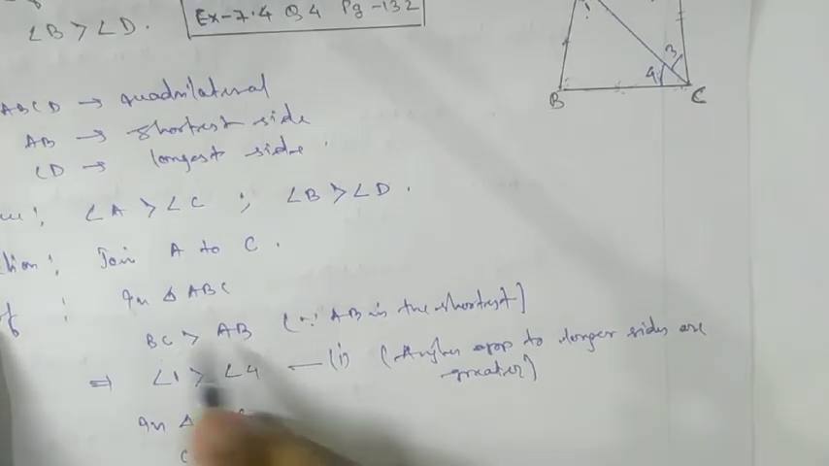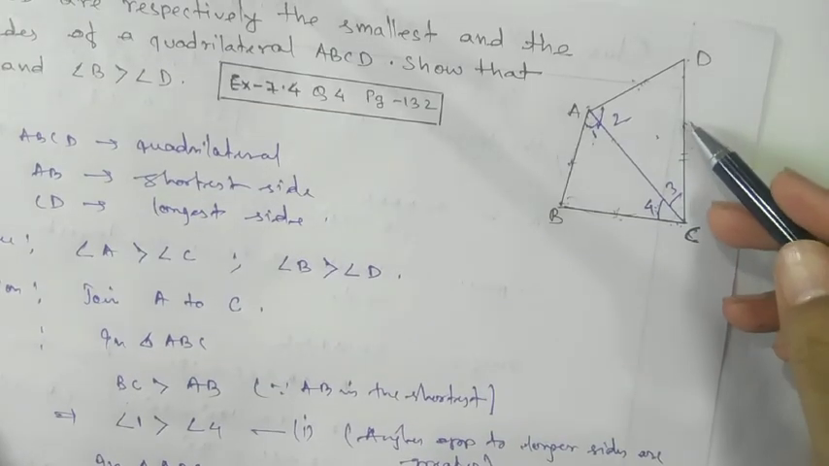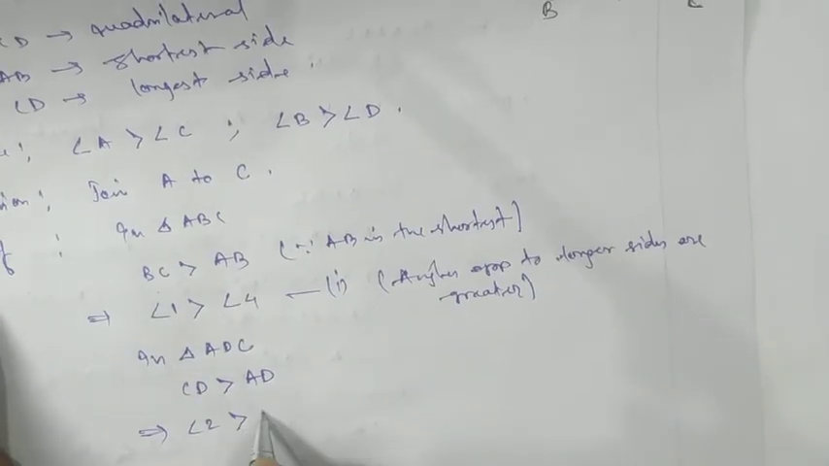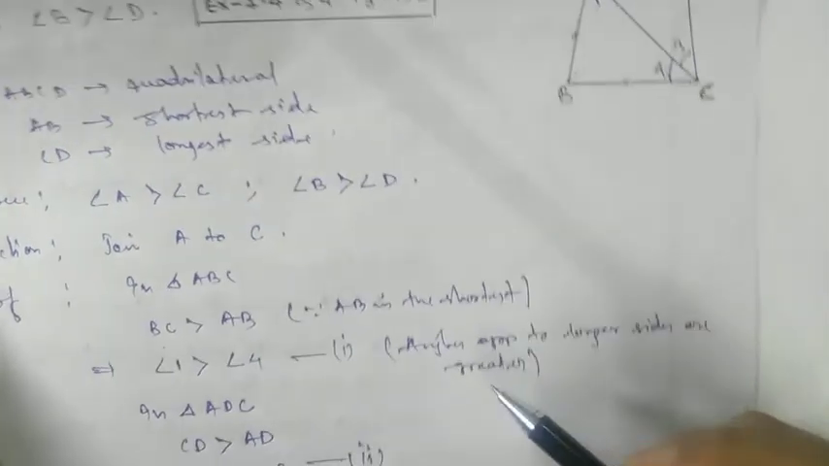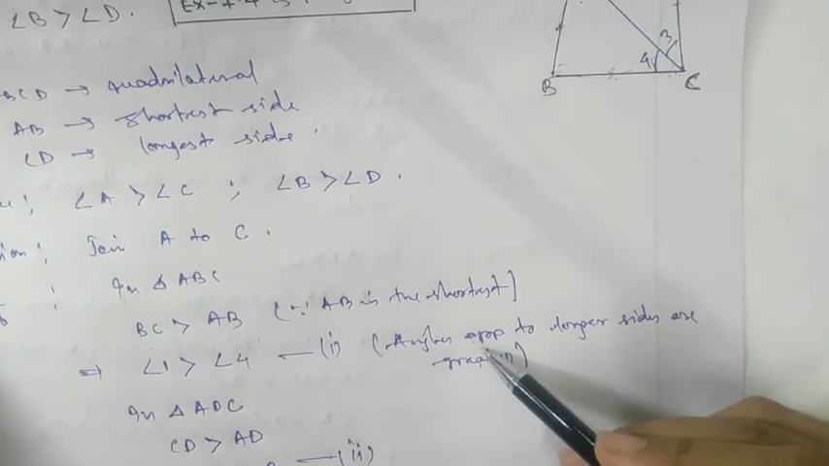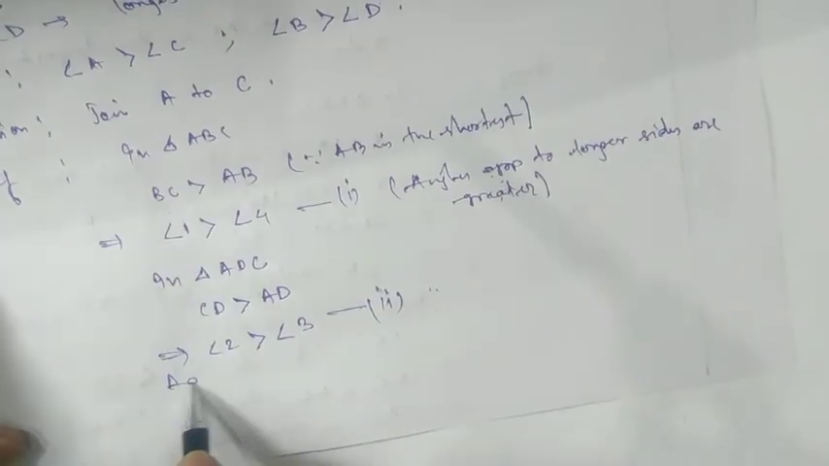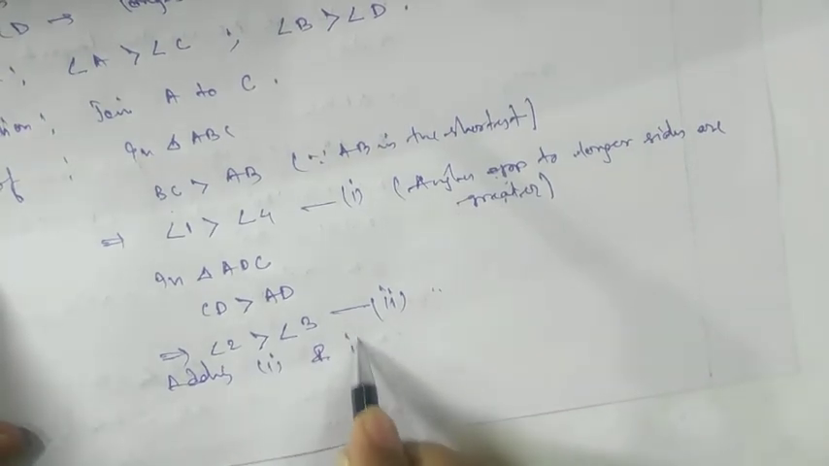Now the same concept we are going to apply here also. This implies the angle opposite to CD, angle 2, is greater than angle 3. This is your number 2. And the same concept, so you can write here the same reason again. Now adding 1 and 2.